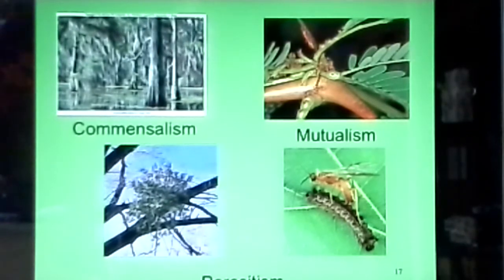Parasitism: one organism is harmed, the other one is helped. So the host is harmed. In this case, if you look on the left, you have mistletoe. Mistletoe harms its host, which is the tree, by digging its roots into the tree. It eats the sap of the tree and opens the bark up to insects and bacteria. On the right, you have the caterpillar wasp, and it actually lays its eggs in the caterpillar, and then when the eggs hatch, they eat the caterpillar alive.